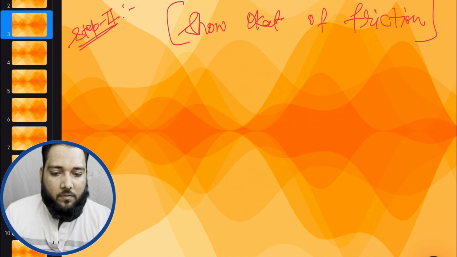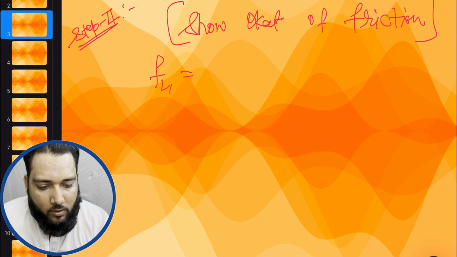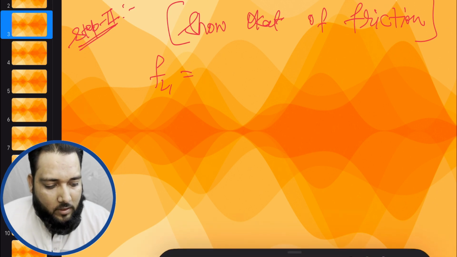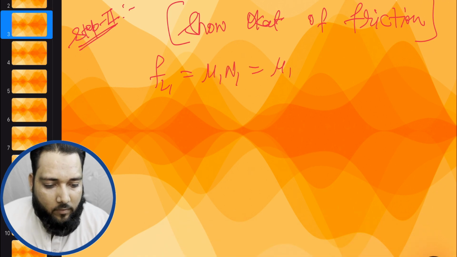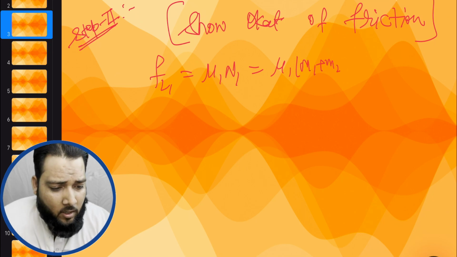So for the first surface, that is between the ground and the M1 block, I am writing this as FL1. In the limiting case, the friction will be mu1 into N1, and N1 we have already calculated: (M1 plus M2) into g. Any confusion up to here?